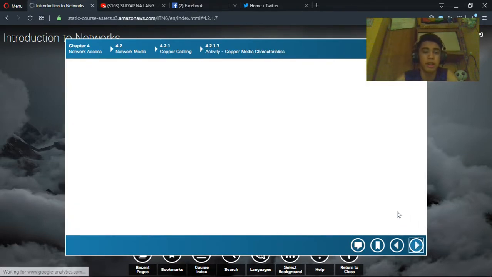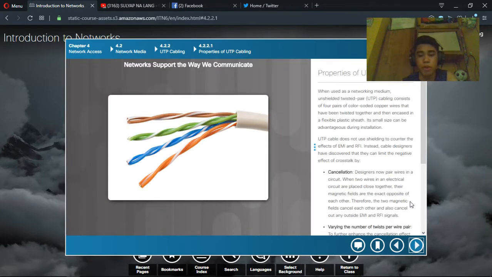Okay, let's proceed. Properties of UTP cabling. When used as a networking medium, UTP cabling consists of four pairs of colored copper wires.